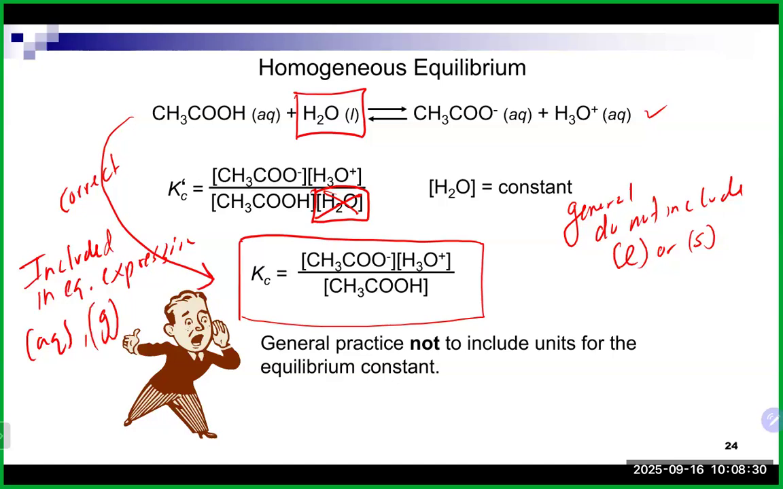If you think about a solid, it's just sitting there doing not much unless you dissolved it, then it would no longer be a solid. So it's just hanging out. And again, liquids typically have pretty high concentrations, which remain constant throughout the reaction. So those two things are not included, liquids or solids. Aqueous and gases are included. As we talked about as well, there are no units associated with the equilibrium expression, the constant. We just basically have a number.